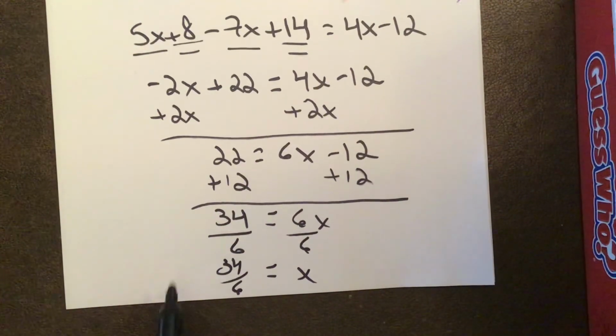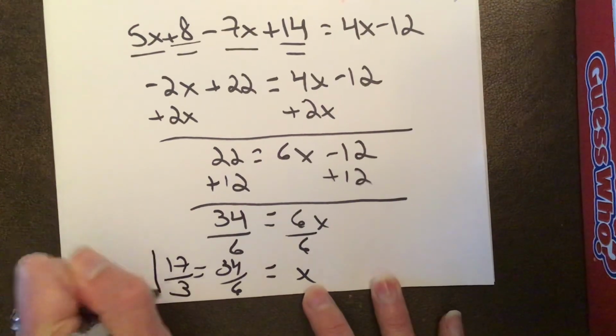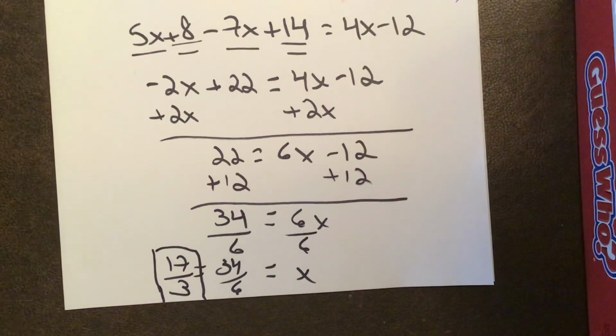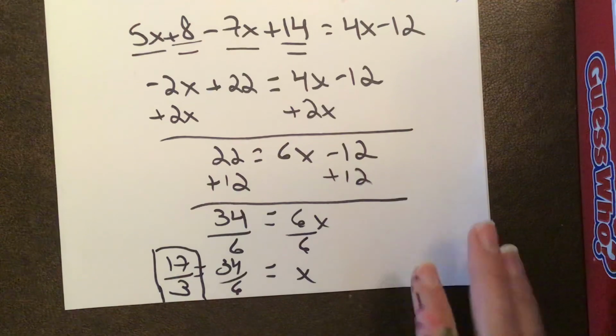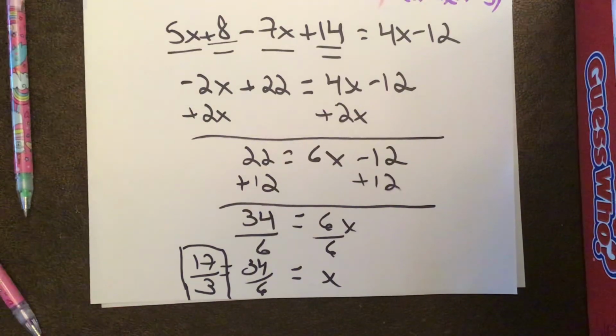Okay, now that's not enough. 6 doesn't go into 34 evenly, but we can simplify it, right? These are both divisible by 2. So this would turn into 17 over 3, which would be my final answer. And again, last step is to just go back and make sure that that number does not make any of your denominators 0, and it will not in this case. So that's your answer. Okay, so that's solving rational equations. I'll talk to you guys again soon.